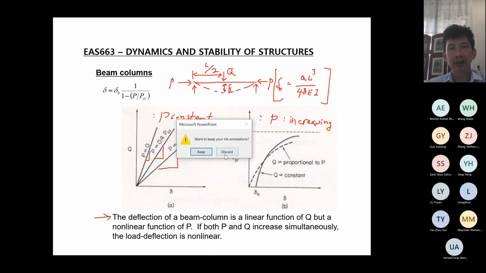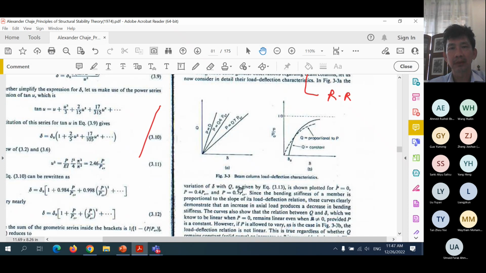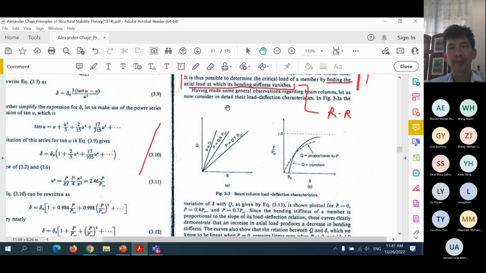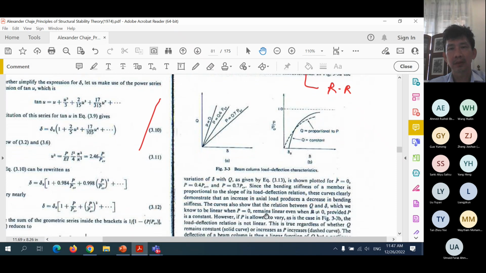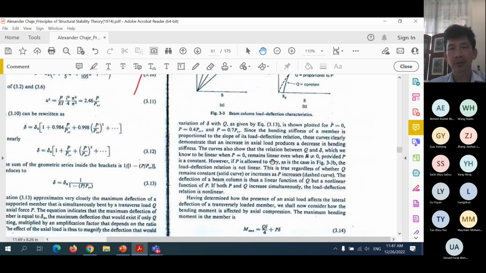So this is being explained here. Okay, so you can refer to this again, where I have already summarized using the PowerPoint just now.